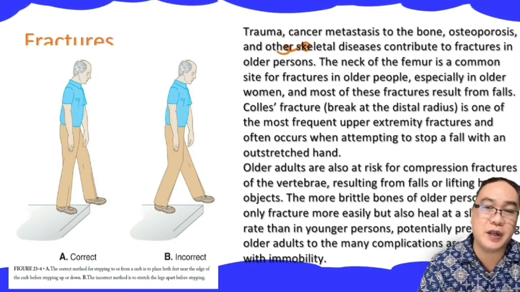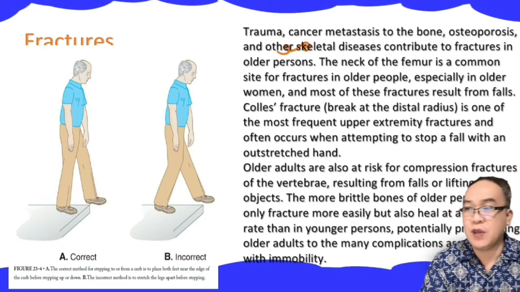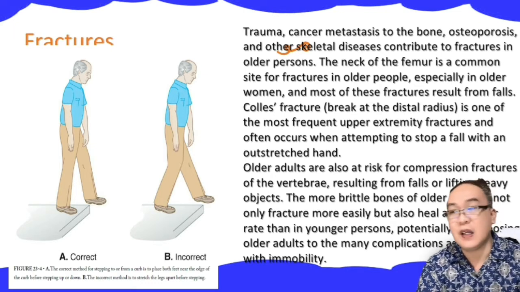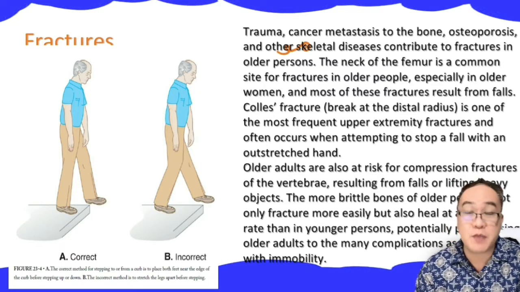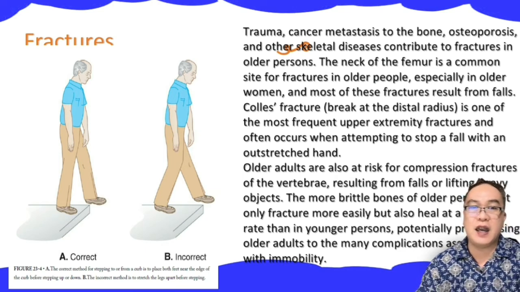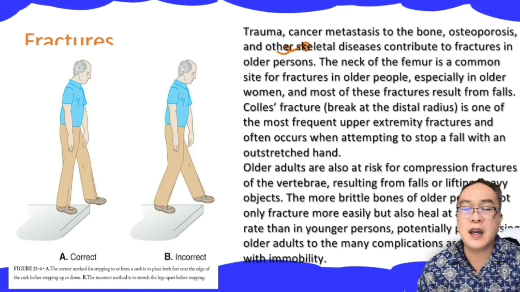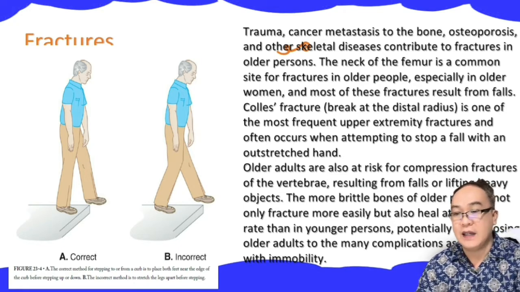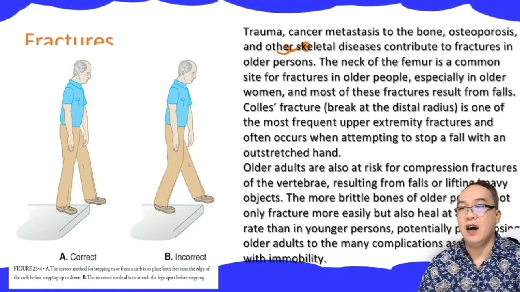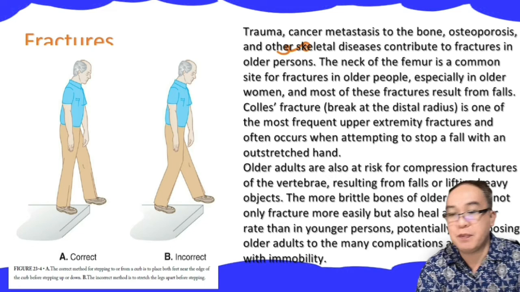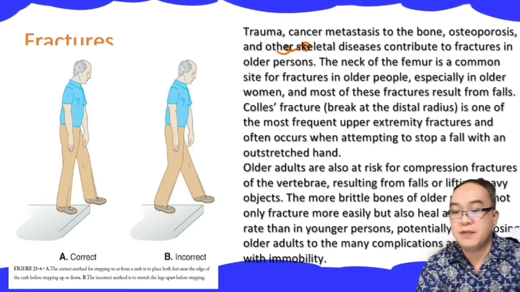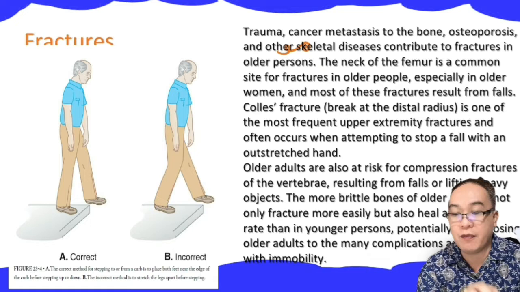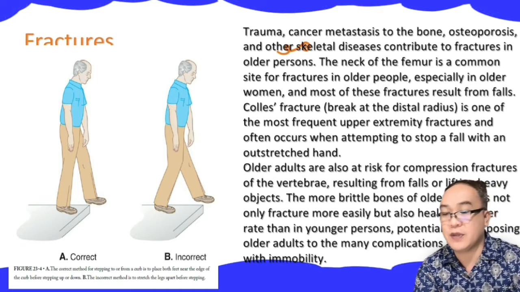To continue with our discussion, one of the most common musculoskeletal conditions is fractures. So trauma, cancer metastasis to the bone, osteoporosis, and other skeletal diseases contribute to fractures in older persons. Trauma, we're talking about accidents and falls that we have, as well as cancer metastasis, can predispose your patient to experience fracture. And the neck of the femur is the common site of fractures among older people, especially in older women. Most of these fractures result from falls. A Colles fracture or break at the distal radius is one of the most frequent upper extremity fractures and often occurs when attempting to stop a fall with an outstretched hand.